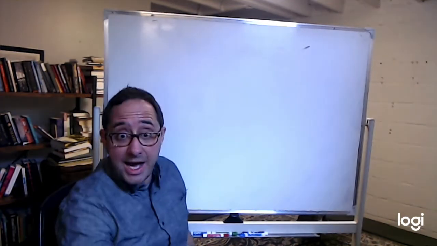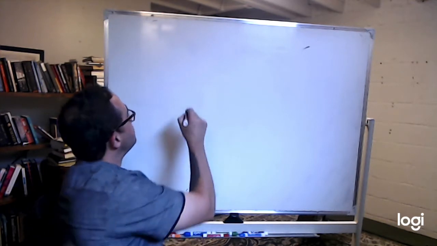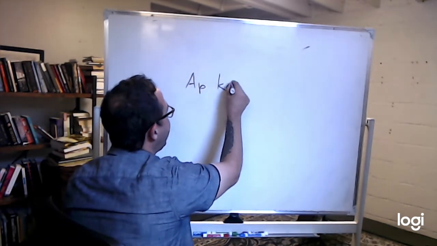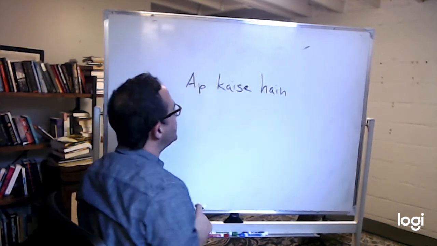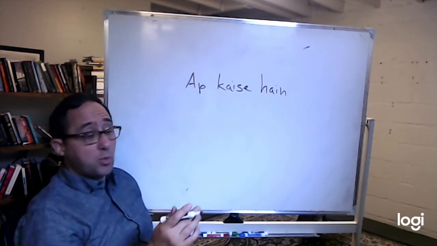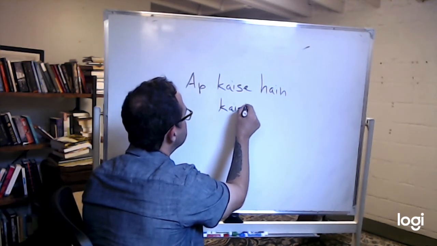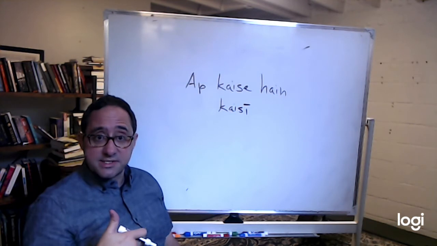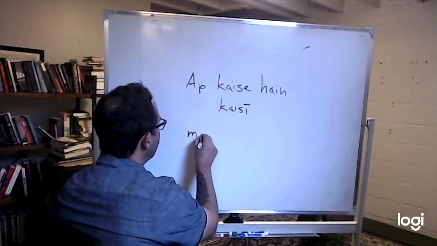How do you say, how are you? Always use aap. If it's a man, aap kaise hain. Aap kaise hain. If it's a woman, kaisi. Aap kaisi hain. And how do you answer? Main theek hoon. That's for men and women.